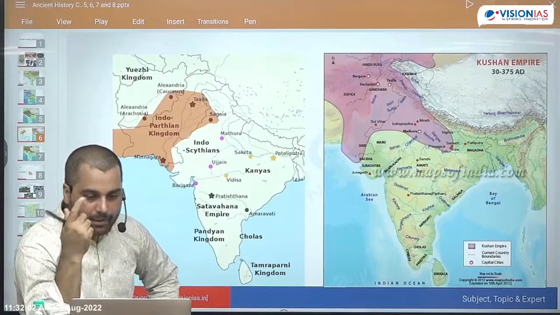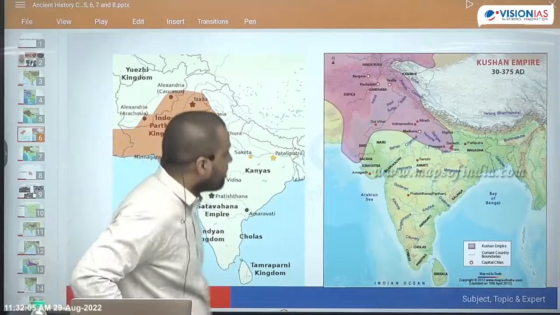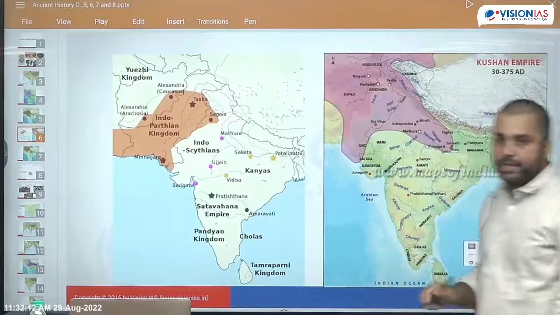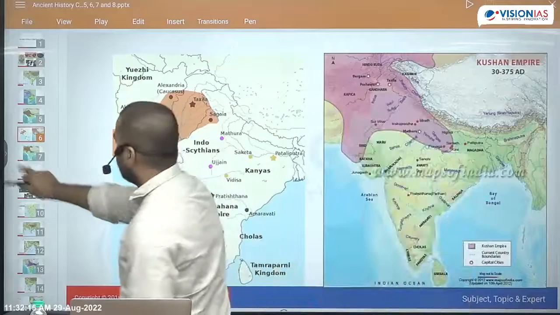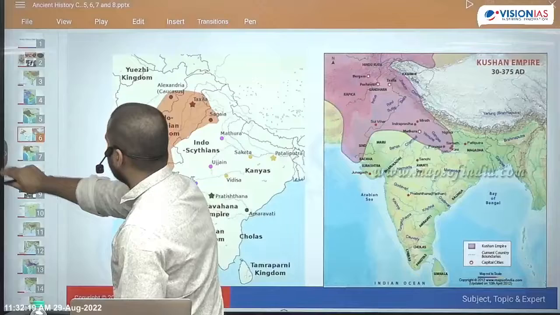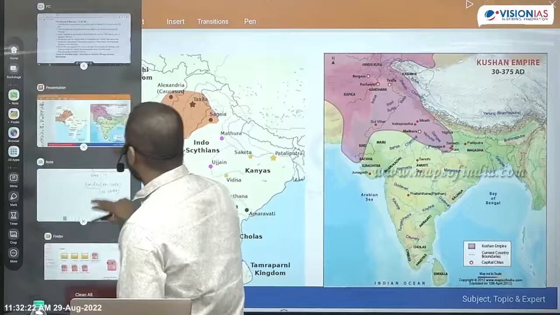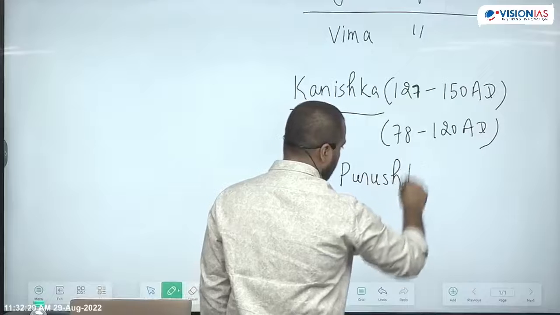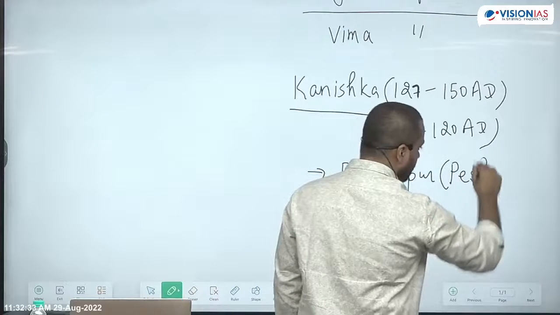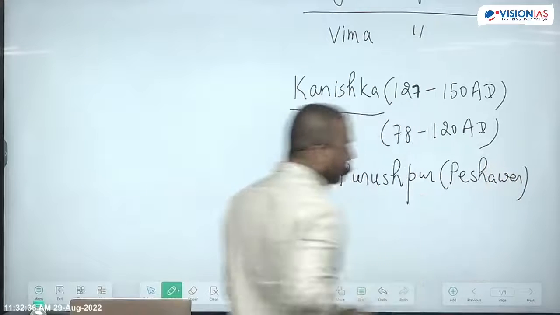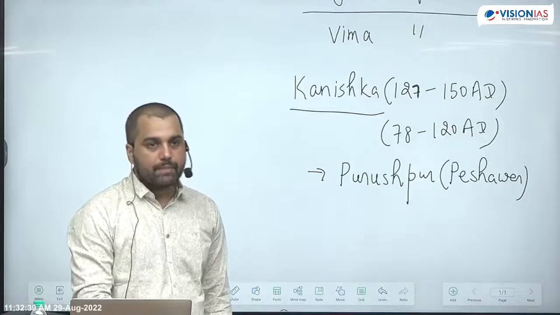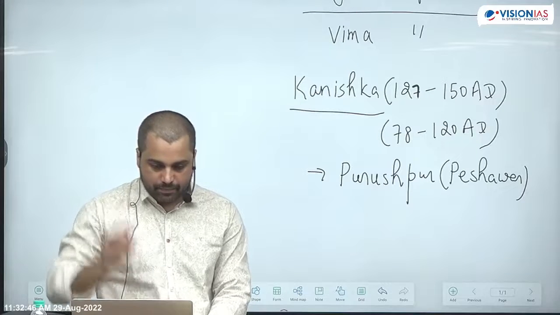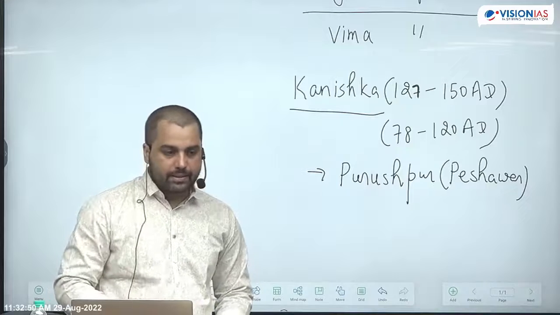Write down. His main capital was Purushpur, which is modern-day Peshawar in Pakistan. In brackets, write Peshawar. The city of Peshawar in Pakistan now, that was Purushpur. His main capital was Purushpur. Mathura was his second capital.